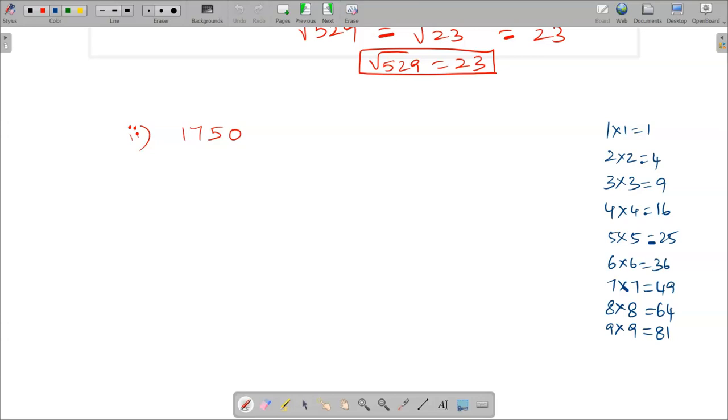So coming to the second problem, it is 1750. So apply the long division.